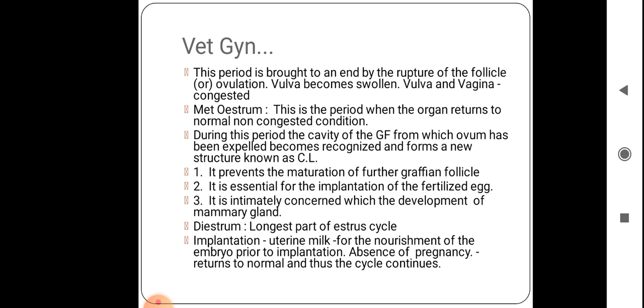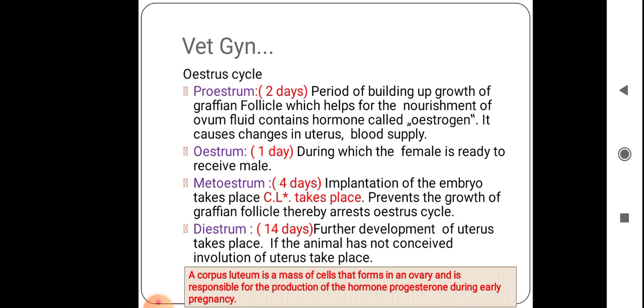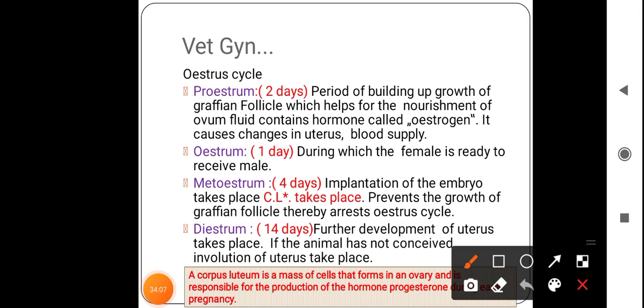So I hope the estrus cycle is very clear to all of you, and it is very important from the exam point of view also. So again, just a quick revision of what questions may be asked. I will give a quick review of what we have discussed.